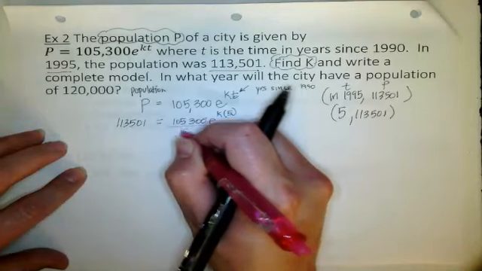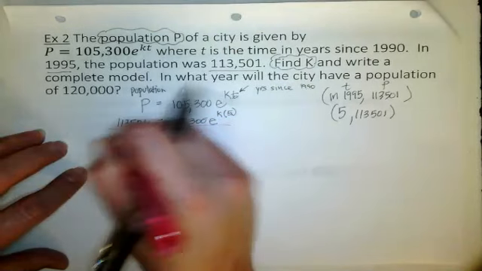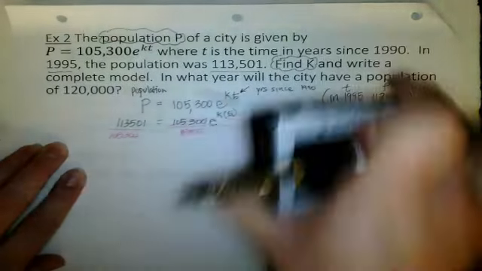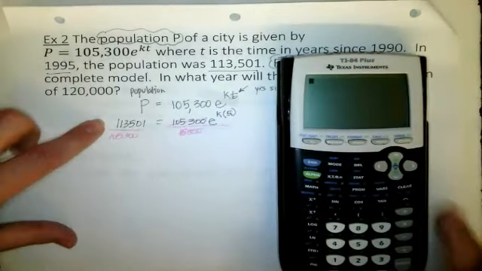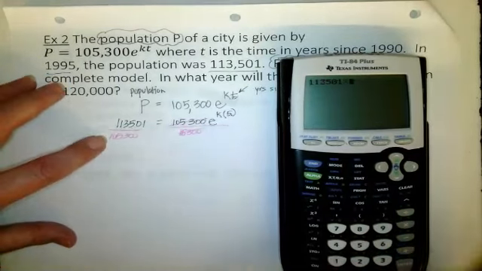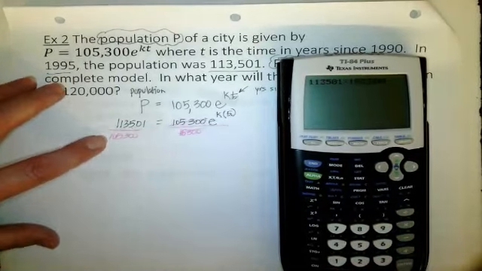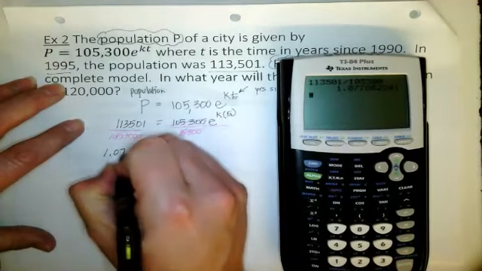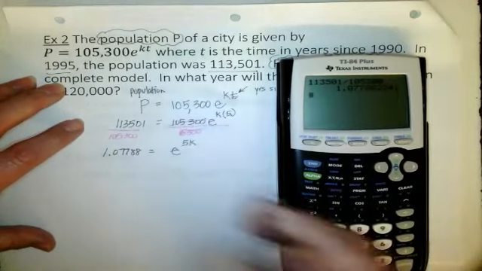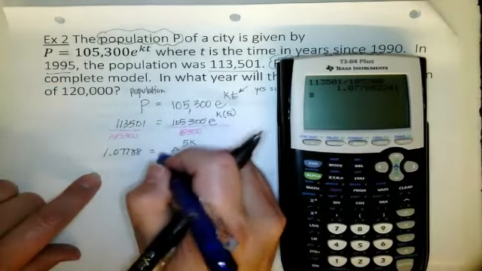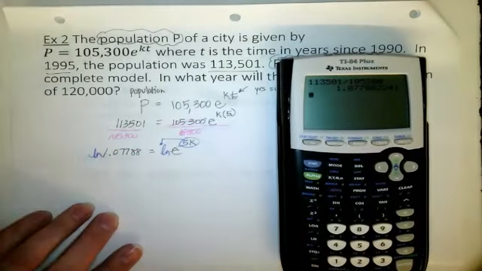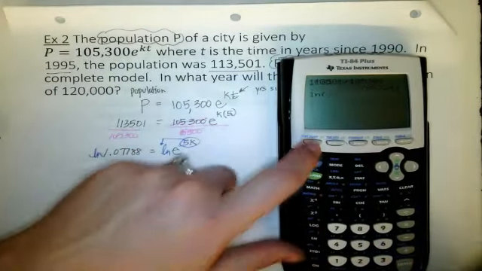So divide 113,501 by 105,300. Again, I'm just going to keep that sort of running total in my calculator. I really don't want to round off until the very end. Divided by 105,300, and I get 1.07788 equals e to the 5k. And then I can go ahead and take a natural log of both sides. It's going to allow my power to drop down. So I can do natural log of my answer.